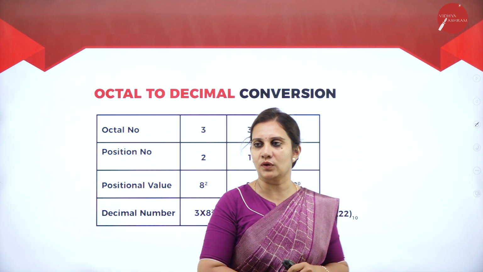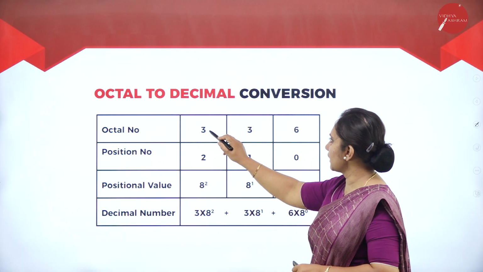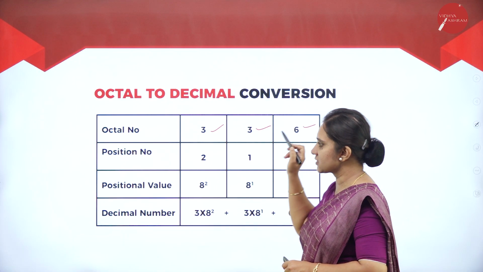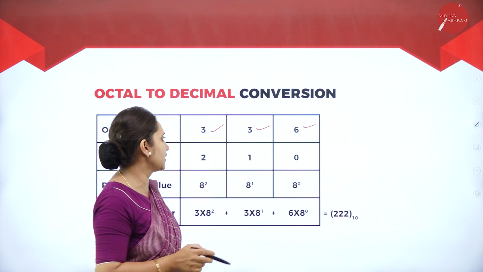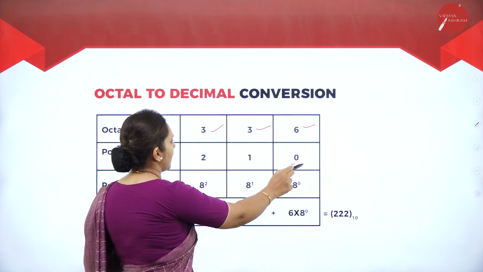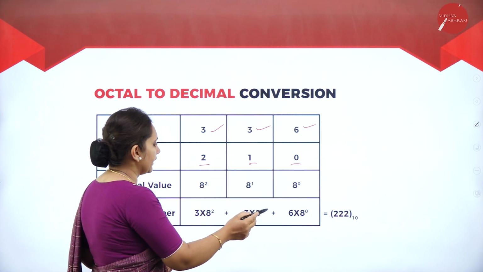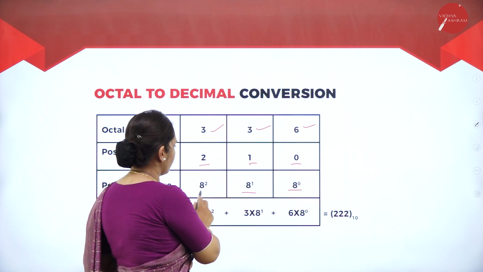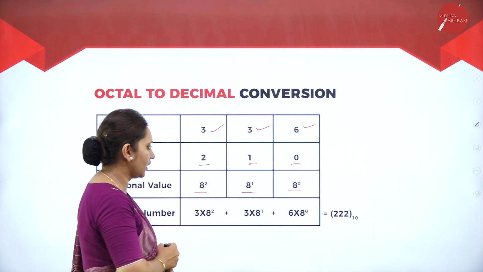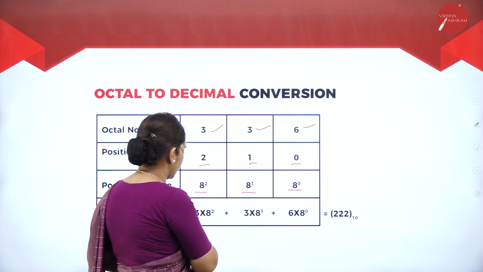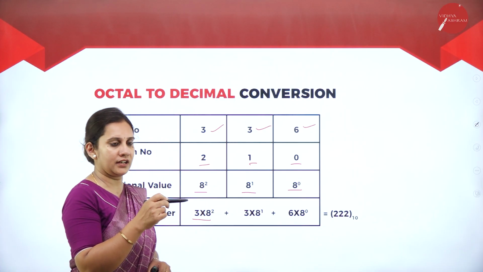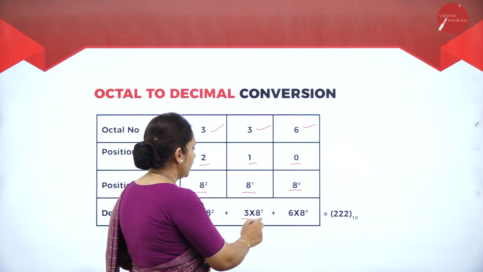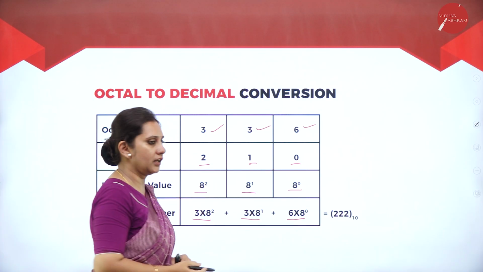Now let us see with one example here. The octal number I have taken is 3, 3 and 6. Again, the positions are very simple, that is ones, tens and hundreds. Again, 8 to the power of 0, 8 to the power of 1, 8 to the power of 2 I have taken. So 8 to the power of 1, what happens? Like 8 into 8, 8 8s are 64, that is 3 into 8.